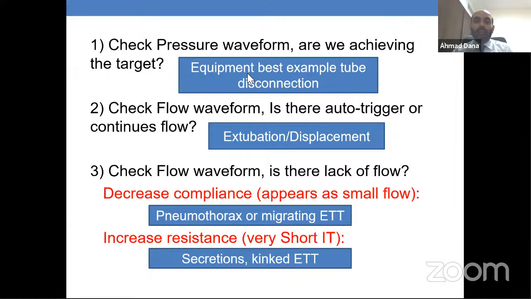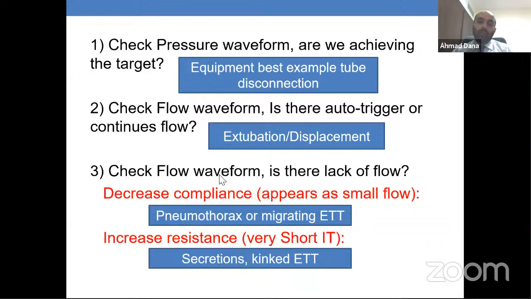So you are not achieving the pressure set in the waveform. So the waveform is just flat. Now you go to the flow waveform. If you see that there is auto-triggering, continuous flow, this means extubation, meaning displacement of the tube. So this is displacement we talk about, equipment we talk about.